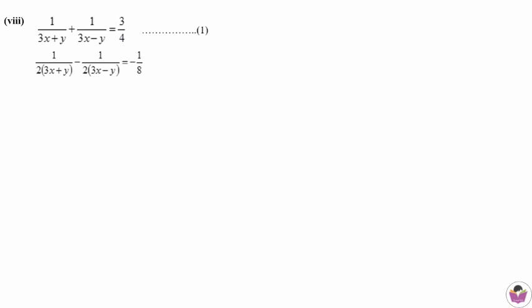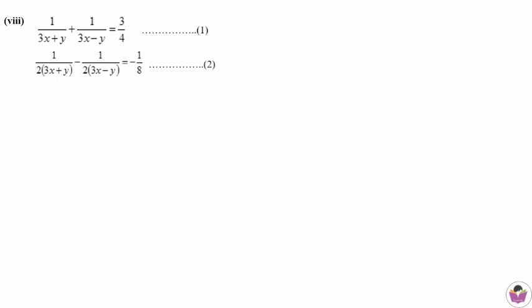Now move on to the 8th question, that is 1 divided by (3x plus y) plus 1 divided by (3x minus y) is equal to 3 by 4. Label it as equation number 1, and the next equation is 1 divided by 2 into (3x plus y) minus 1 divided by 2 into (3x minus y) is equal to minus 1 by 8, equation number 2.